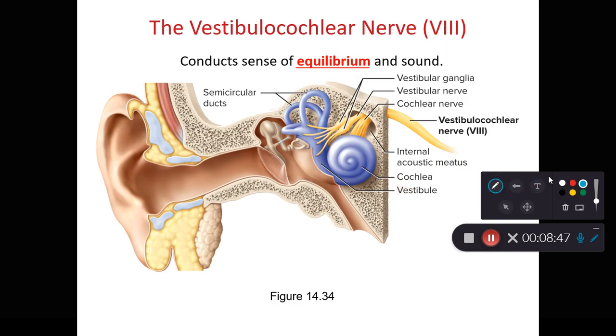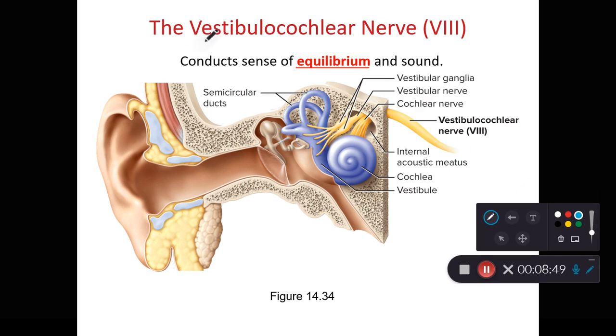As we look at cranial nerve number 8, that is the vestibulocochlear nerve. It is going to be connected to the vestibule of the inner ear, let's go with red, and the cochlea of the inner ear. And it's going to conduct equilibrium information from the vestibule. It's going to have sound information being conducted from the cochlea, and combined, we call it the vestibulocochlear nerve.